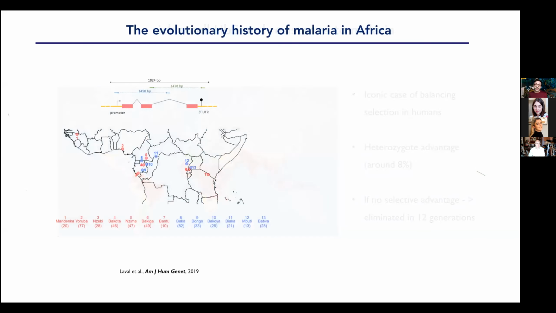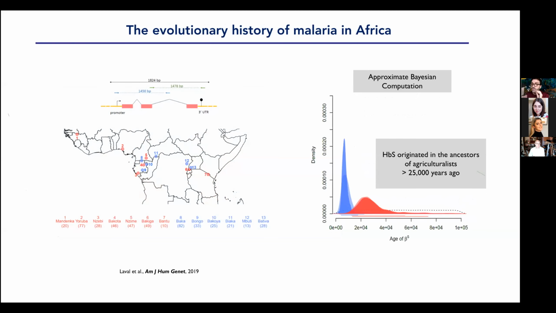So for that, we sequenced the hemoglobin gene in around 500 individuals of hunter-gatherers and farmers from Africa. And what we found, using ABC, approximate Bayesian computation, was that the HBS, the sickle cell allele, originated in the ancestors of present-day agriculturalists, the so-called Bantu speakers, because 5,000 years ago we were not farmers, we were hunter-gatherers.